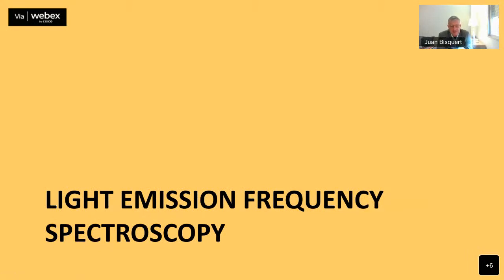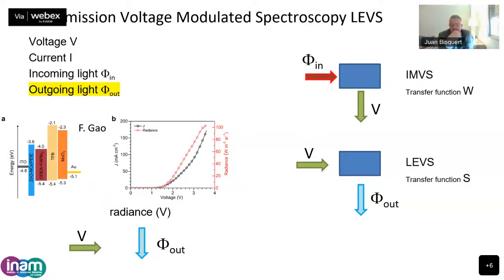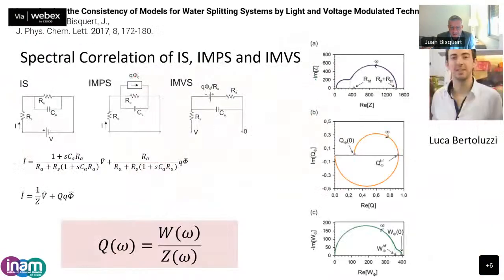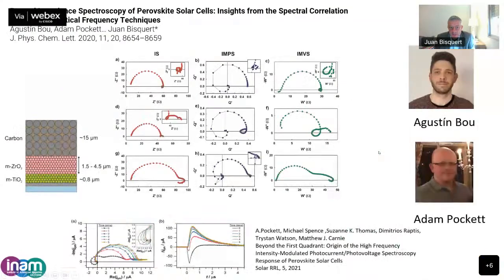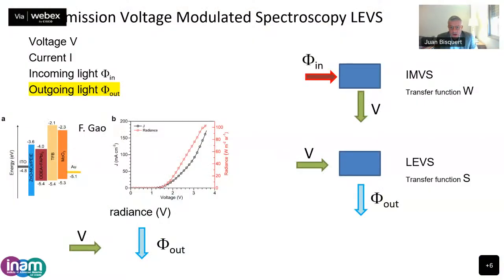I'm going to finish my talk with a new method related to the ones I am mentioning, because let me recall that I was giving here a catalog of possibilities. This is light coming and current or voltage going out, but there is one more thing that one can do, because in light emission systems like perovskite or LEDs, one can see the light outgoing due to radiative recombination. So one can put a voltage and observe the radiance in addition to the current voltage curve.